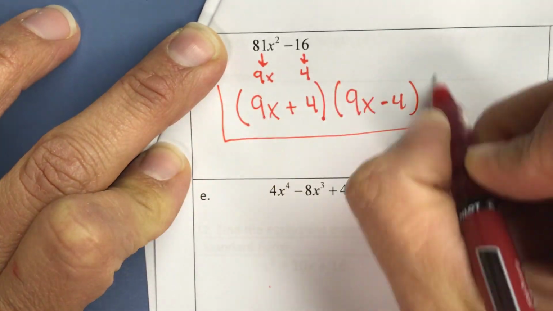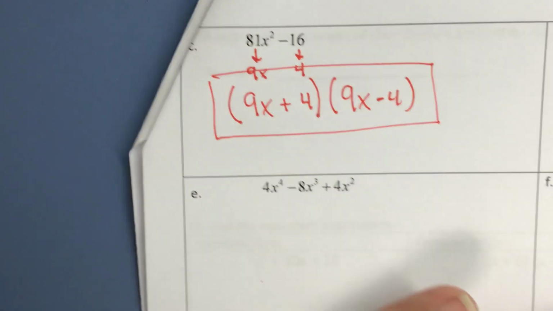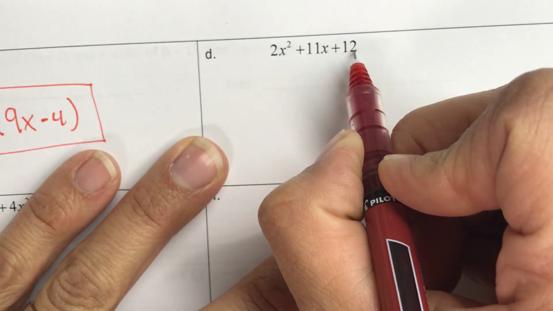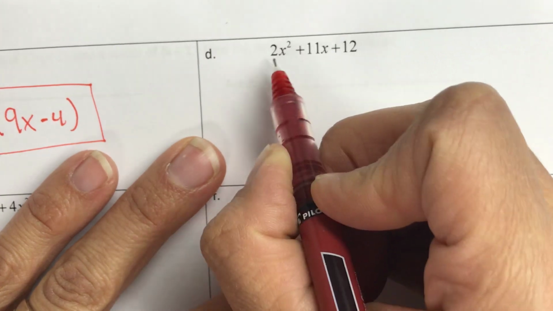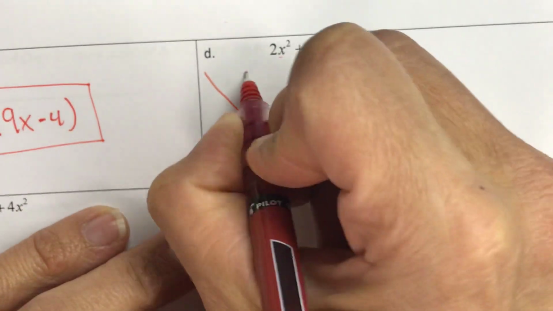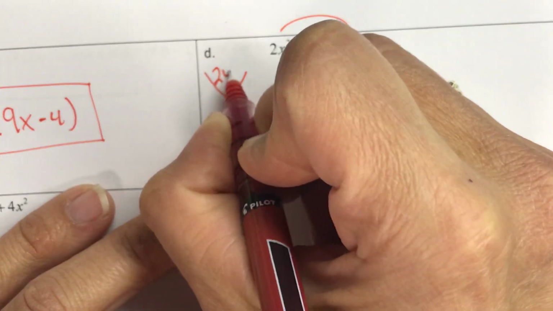All right, D, what I'm going to look for is a GCF. I don't see a number that I can take out of all of those. The biggest number that I could possibly take out is this 2, and I can't take an x out. So with 3 terms, I'm going to make my x.